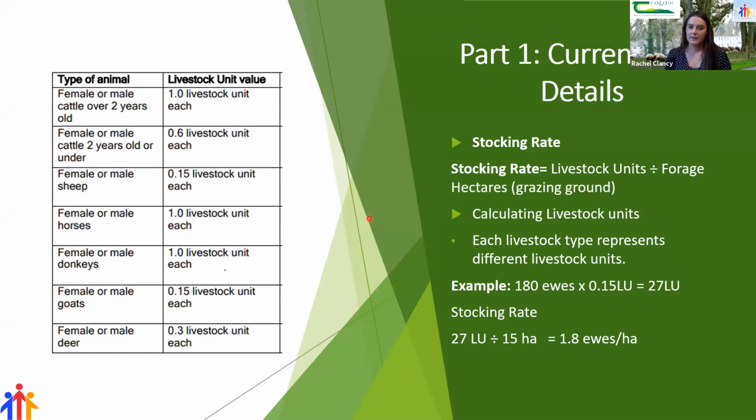So in the farm details, you will be asked to provide your stocking rate. So in order to get the stocking rate, you'll need to know how many hectares of grazing ground, or what we call forage hectares, available to these animals. And in this instance, when I divide those 2 figures, I get 1.8 ewes per hectare. So that's my stocking rate. If you're dealing with cattle, sheep, it could just be 1.8 livestock units per hectare.